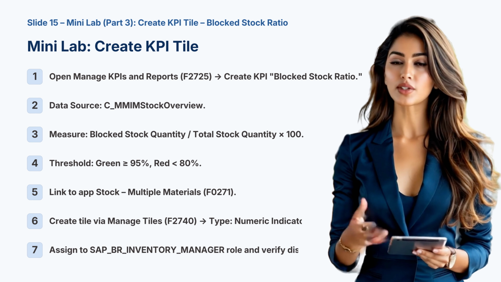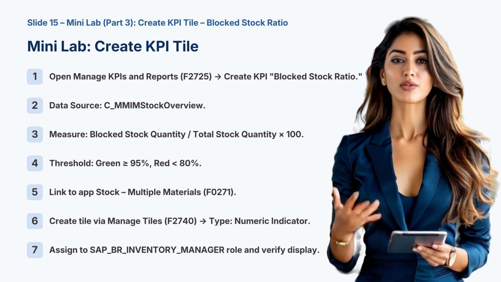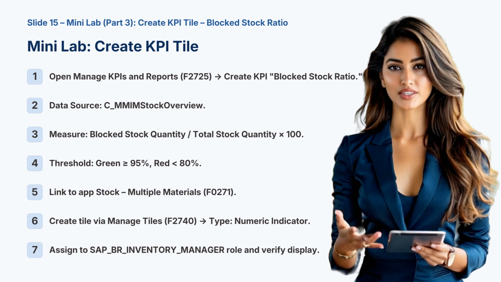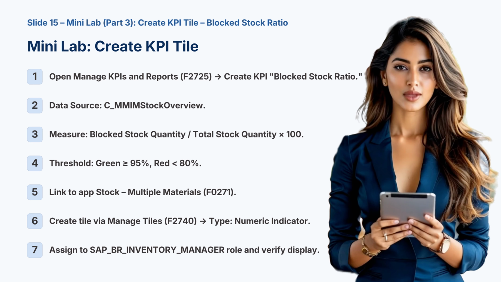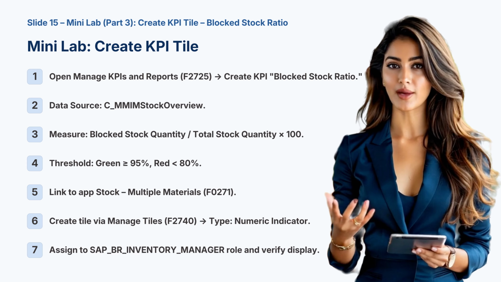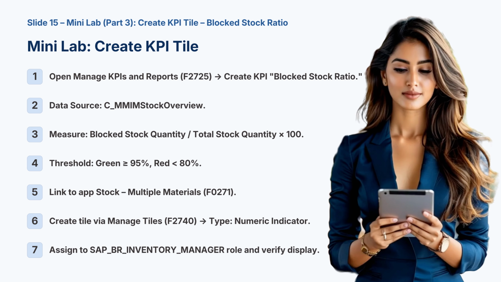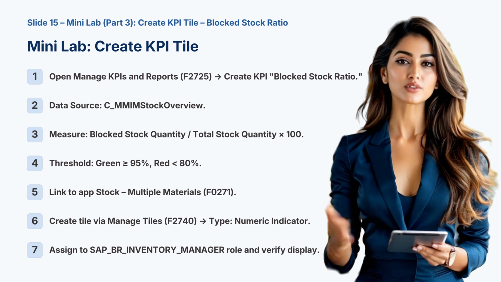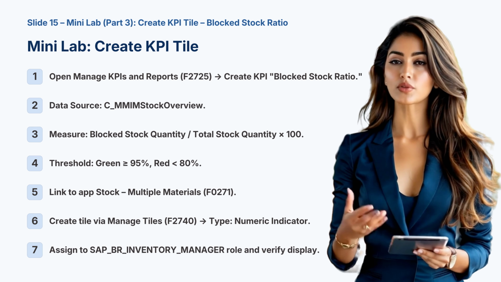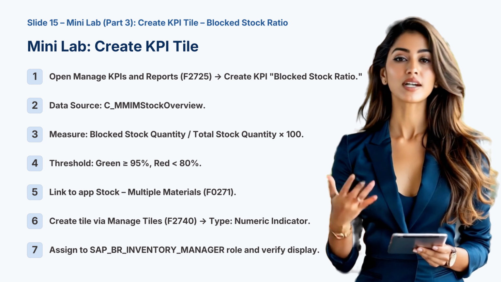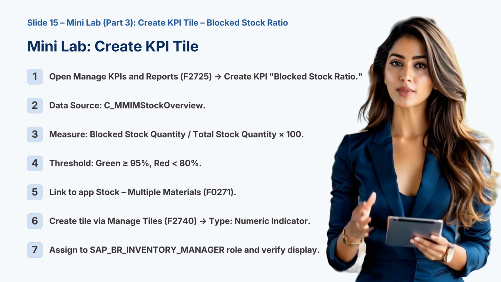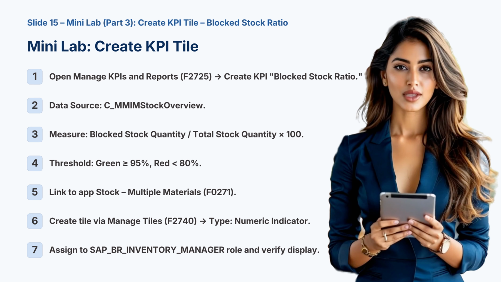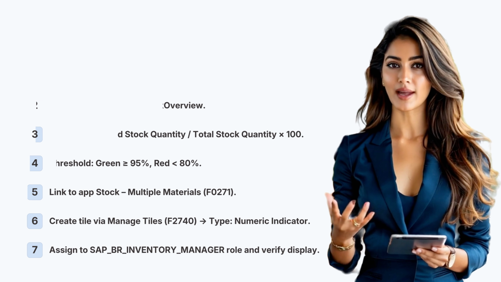Minilab, create KPI tile blocked stock ratio. Let's practice this in the Minilab. Open Manage KPIs and Reports F2725 and create KPI blocked stock ratio. Use CMMIM stock overview as your data source and set thresholds: green 95%, red 80%. Link it with stock, multiple materials F0271 and create a numeric tile in Manage Tiles F2740. Finally, assign it to the Inventory Manager role and validate in Fiori Launchpad.